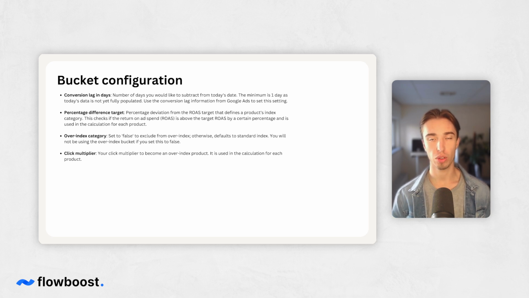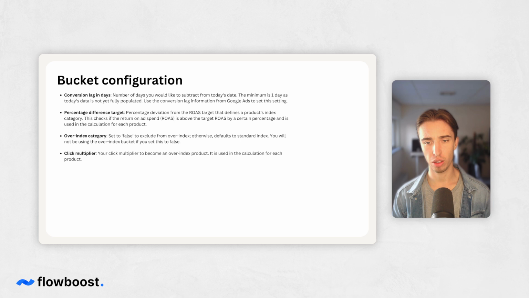That's like you take the history of yesterday and 30 days ago, and you would not like it to set to 0, because then it also includes the data from today, which might not be fully populated yet. You can set a longer conversion lag, do this based on your Google Ads data, and then it will subtract those days.